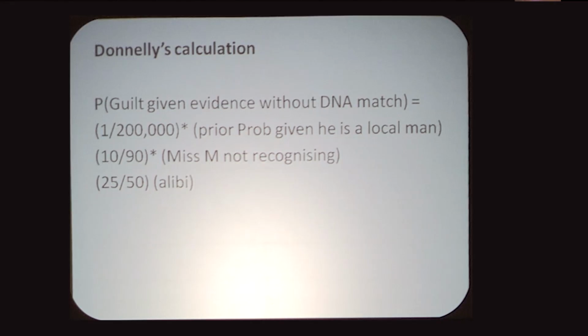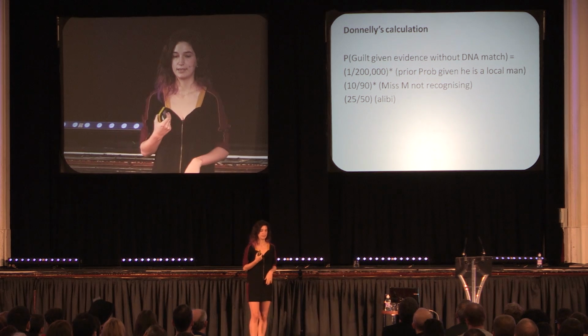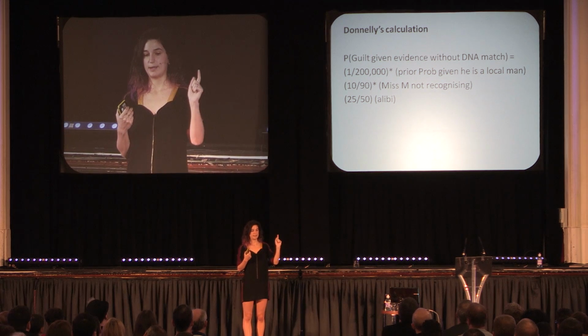So the ones that he chose were, for the prior probability, what he estimated as the number of local men, and then he multiplied it by 10 over 90.